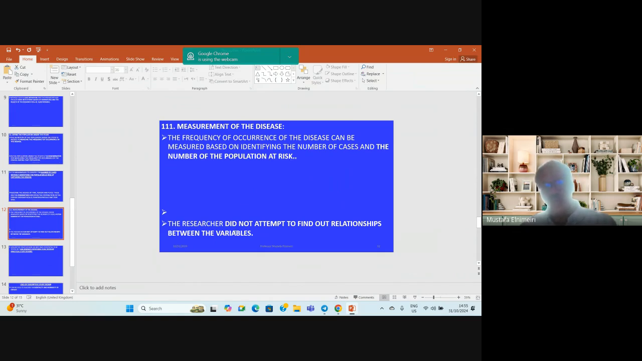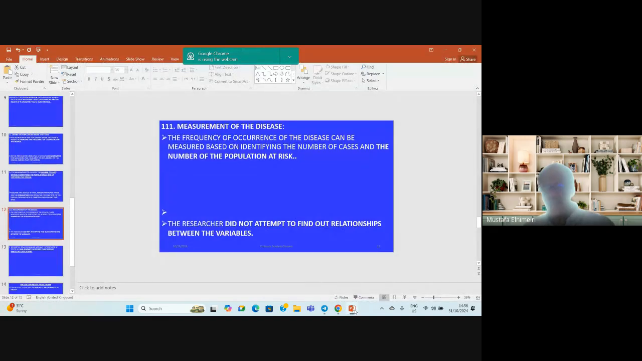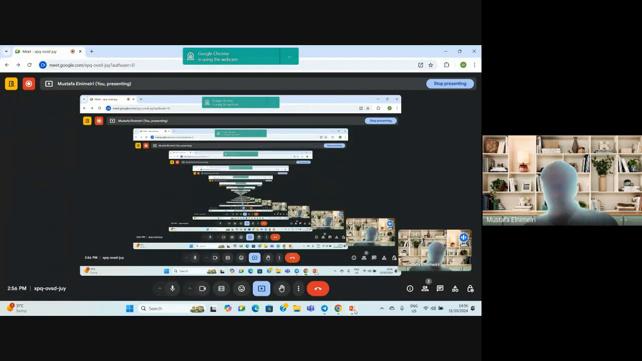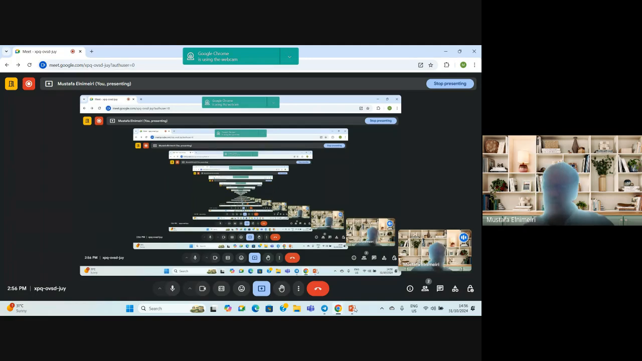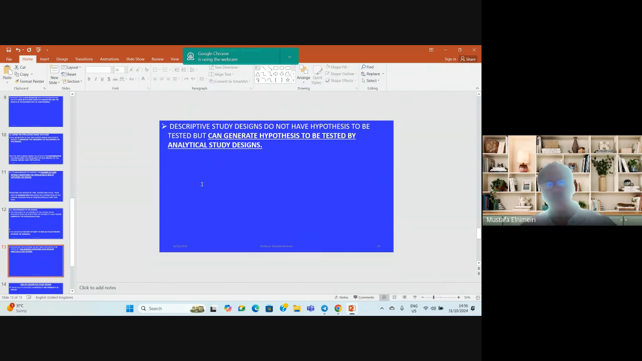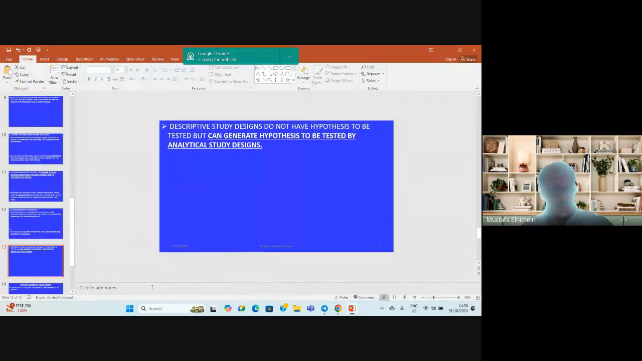And here the researcher does not attempt to find any sort of relationship or association between the variables, just to measure, for example, the prevalence of urinary schistosomiasis among school children, and that's all. I mean, the researcher is not attempting to find any sort of association, for example, between the prevalence of urinary schistosomiasis and gender. Descriptive study designs do not have hypotheses to be tested, but can generate hypotheses that can be tested by analytical study designs, such as cohort study designs and case control study designs.